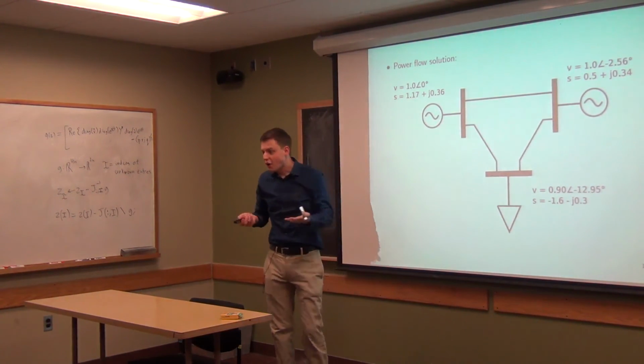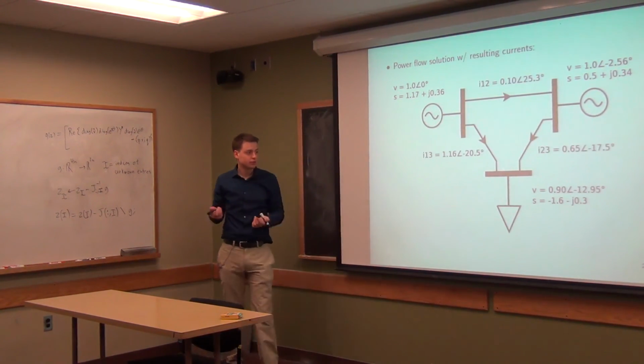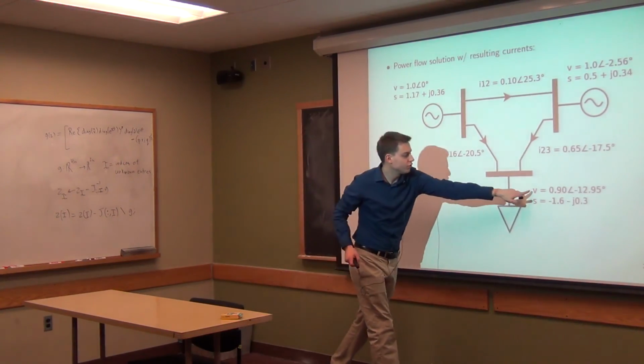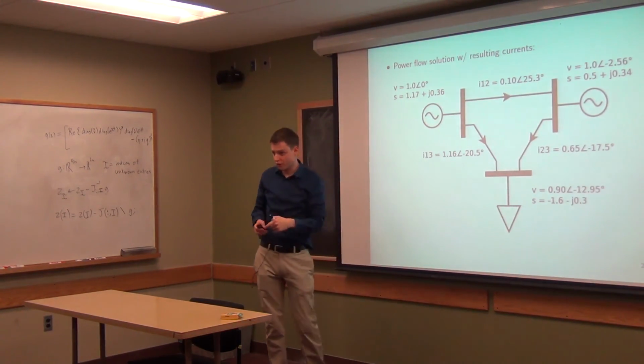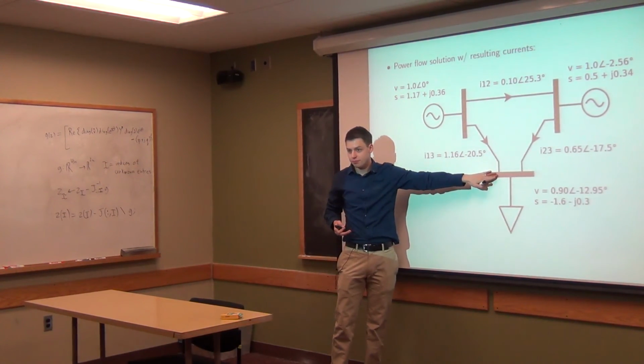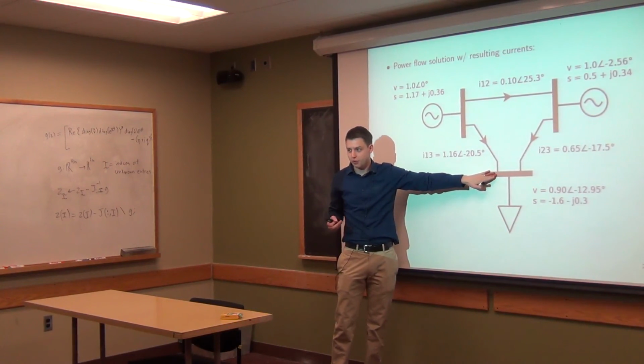We can also now go back and actually compute currents, right? It's from Ohm's law. Just this voltage minus that voltage divided by the impedance of the line, which we know, gives us the complex current flowing over this line.